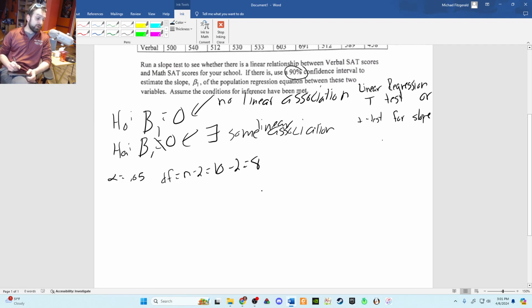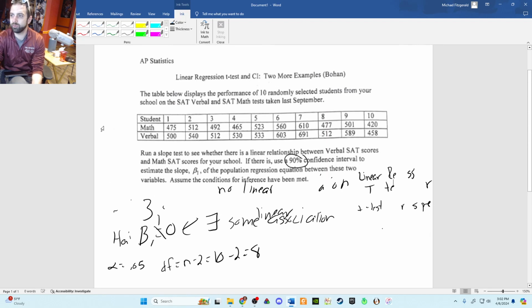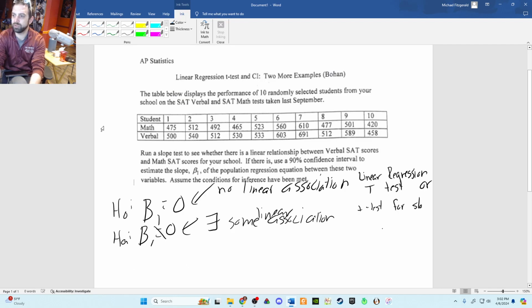Let's go over our conditions. Even though it says assume the conditions are met, I want to really make sure that we get these because it's really important that you know how to do that using the calculator on the AP exam. Let me just erase all this so I can more easily write.